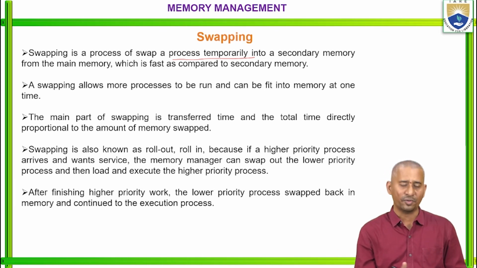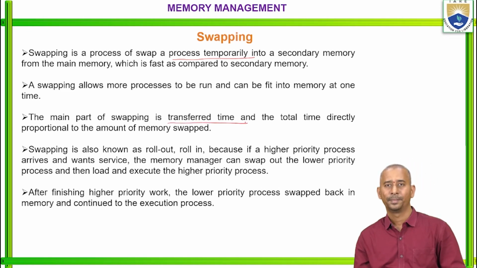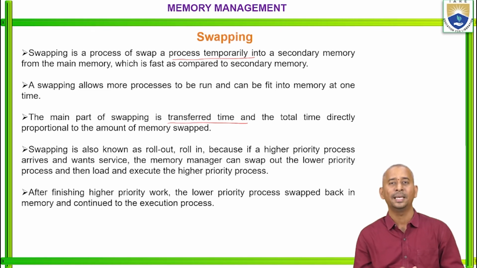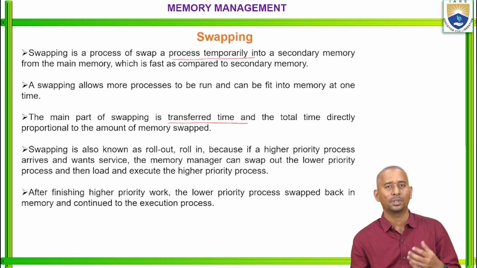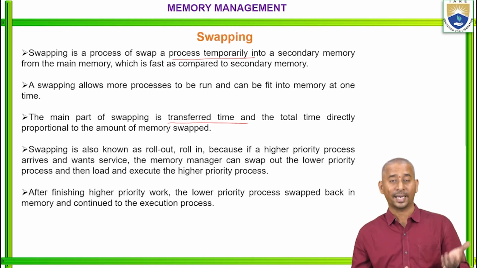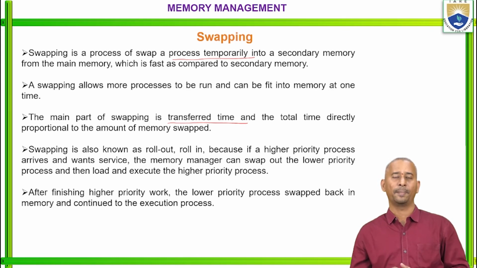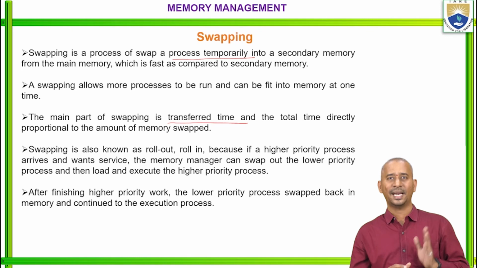The main part of swapping is transfer time and total time, which is directly proportional to the amount of memory swapped. So how much memory are we going to swap, like 100 KB or 1 GB? Again, what type of data are you going to swap, whether documents, PPTs, video files or images? So swapping depends on transfer time and total time, which is directly proportional to the amount of memory swapped.